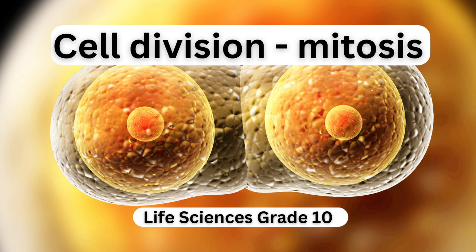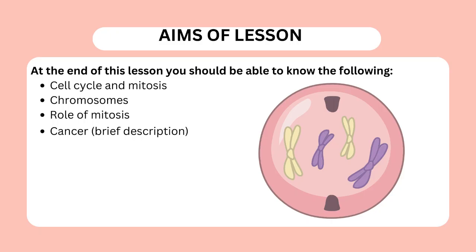Topic: Cell division, mitosis. Aims of lesson. At the end of this lesson, you should be able to know the following: cell cycle and mitosis. Chromosomes. A role of mitosis. Cancer, brief description.